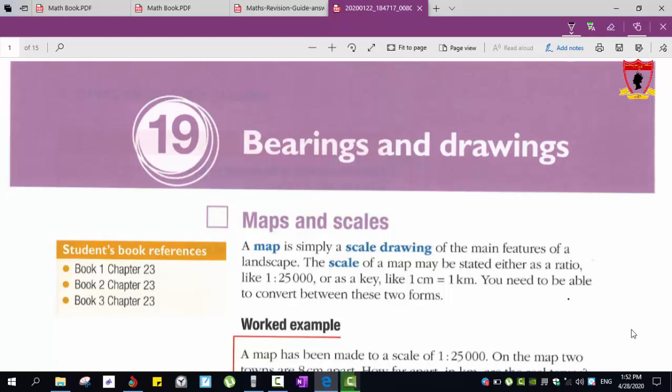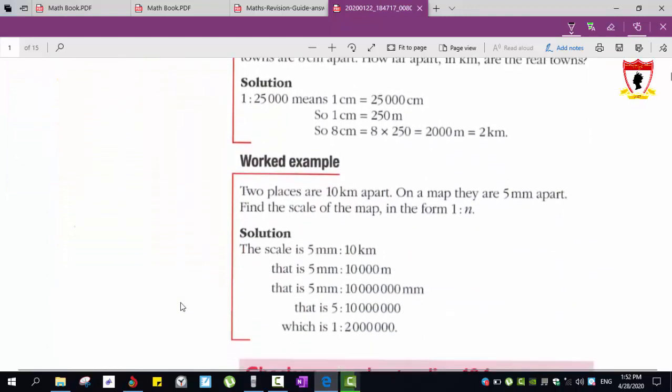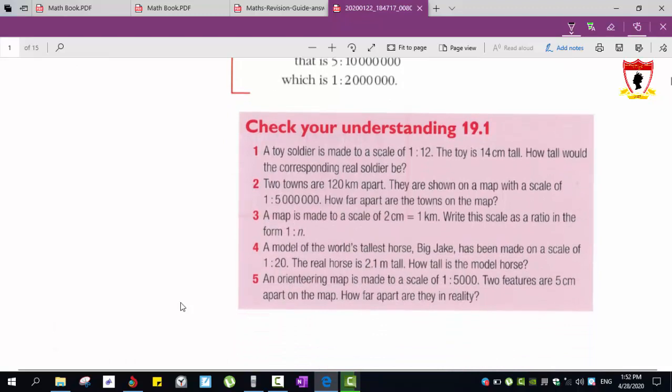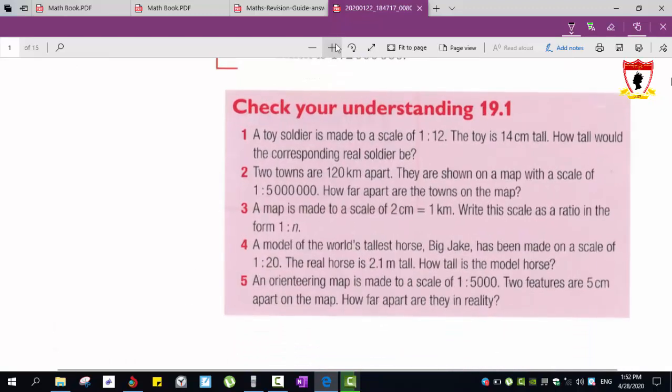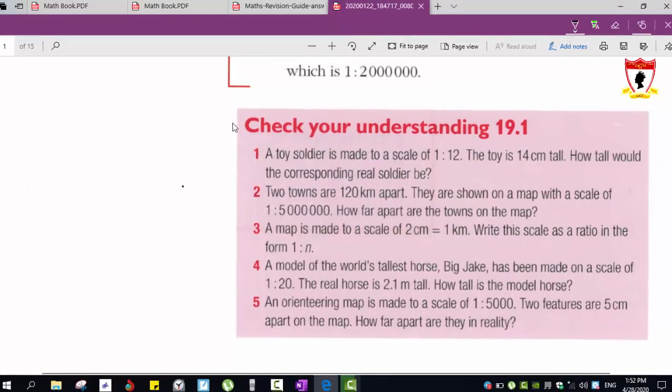Unit 19 is about bearings and drawings, maps and scales. So let's get started. As we go along, I'm going to give you some hints and tips to help you understand the scales more. Now, let's start with question 1.